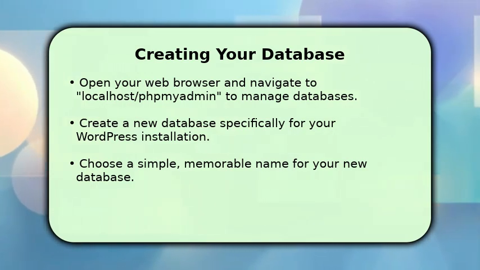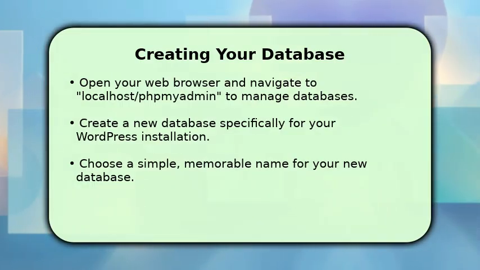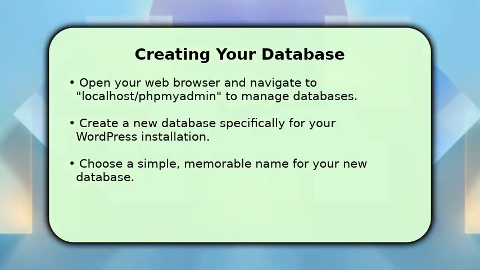On the left-hand side, click on New to create a brand new database. Give it a straightforward name, perhaps MyWordPressDB, and then click Create. Remember this database name, as you'll need it in the next step for the WordPress installation.